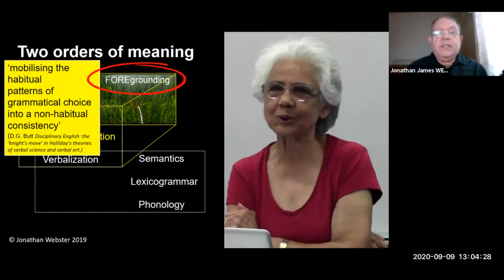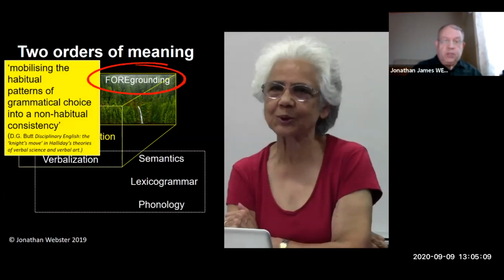Now, what is symbolic articulation? We're going to take a look at some illustrations of that. First of all, as Professor David Butt described before, it is mobilizing the habitual patterns of grammatical choice, the way we habitually use language, the choices that you make, into a non-habitual consistency. Let's give a word for this. The word that we're going to use is foregrounding.